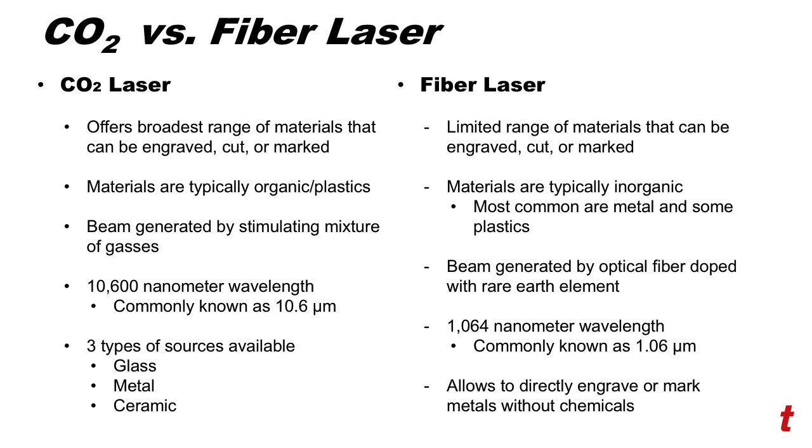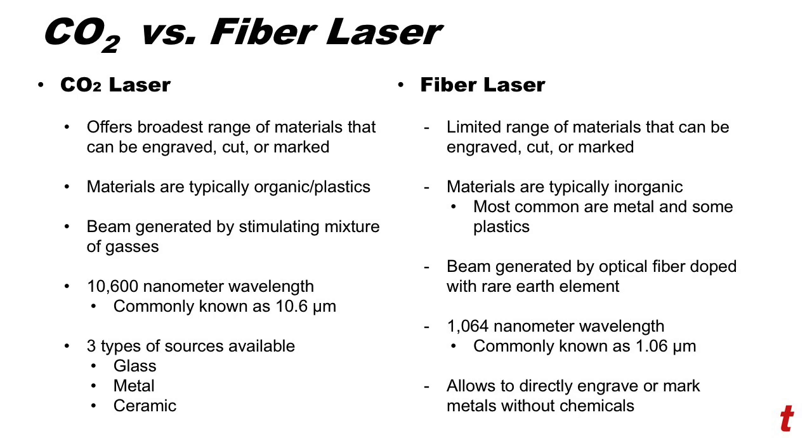Besides the type of motion system, the two lasers that are most commonly used in this industry are CO2 and fiber laser. The CO2 laser offers the broadest range of materials that can be engraved, cut, or marked, materials that are typically organic or plastics. The beam is generated by stimulating a mixture of gases. This laser is in the 10,600 nanometer wavelength, commonly known as 10.6 micrometers. There are three ways to generate it currently known, and those are generated by either a glass laser, a metal laser, or a ceramic laser.